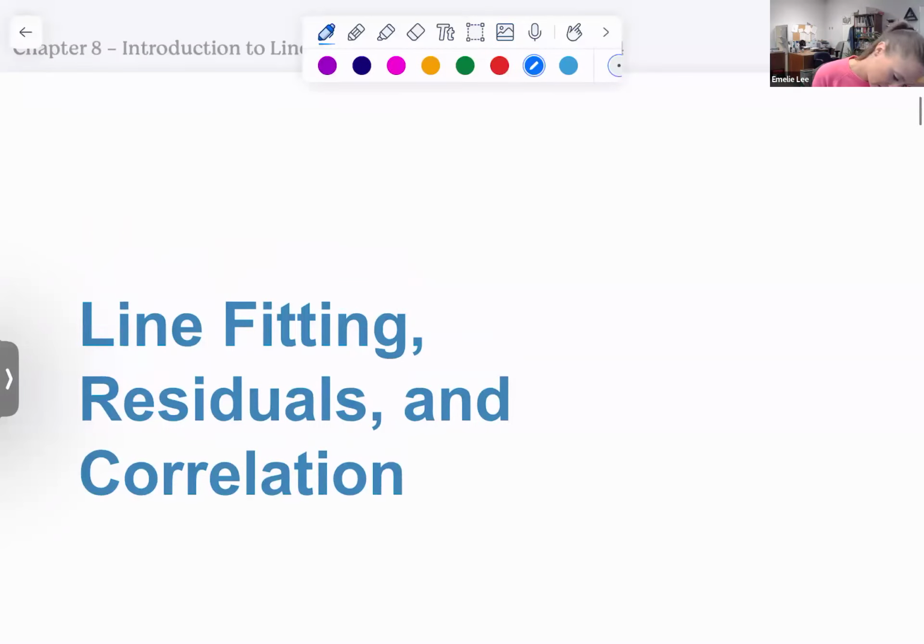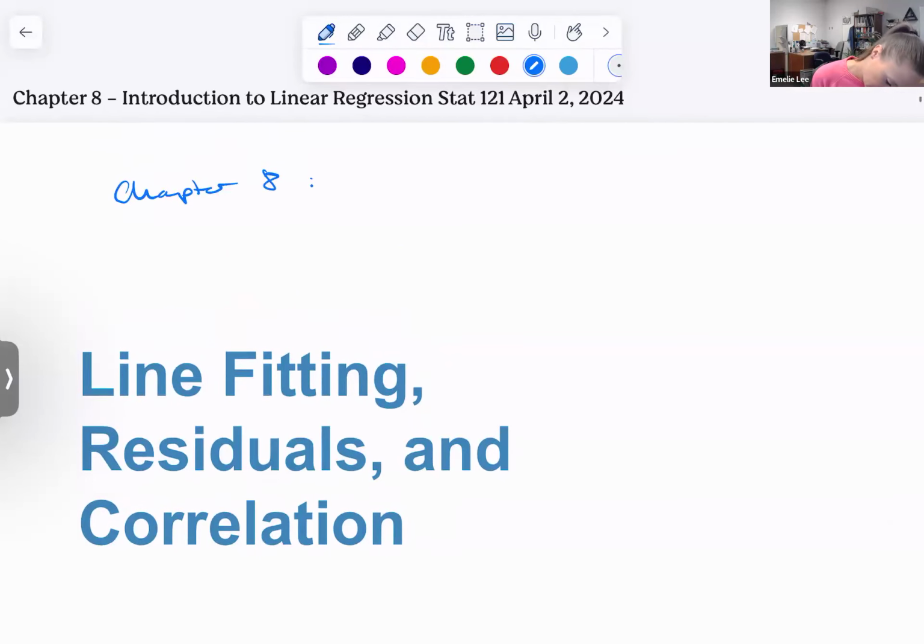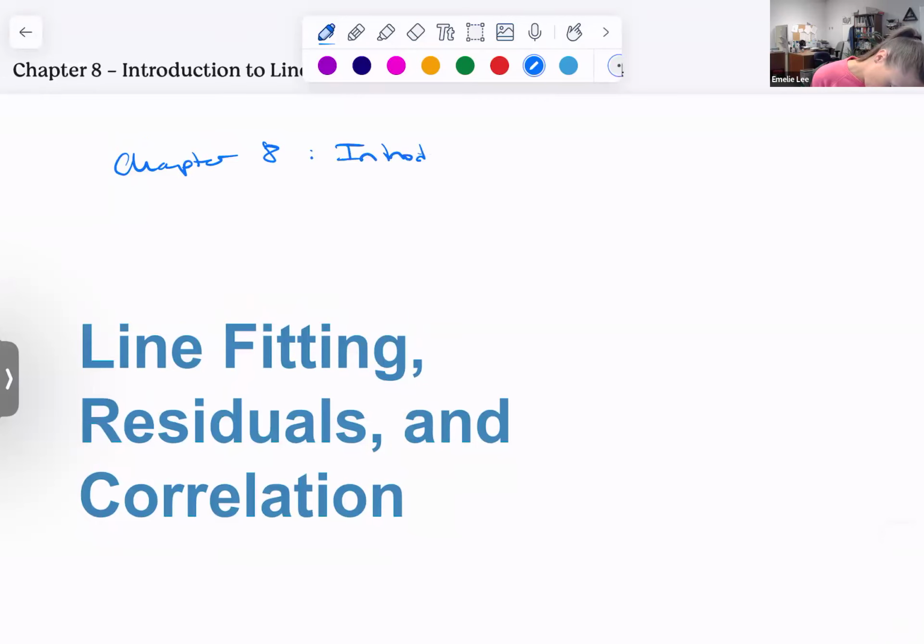Chapter 8 is called An Introduction to Linear Regression. Just want to break this down. So linear means a straight line, right? And so a straight line.